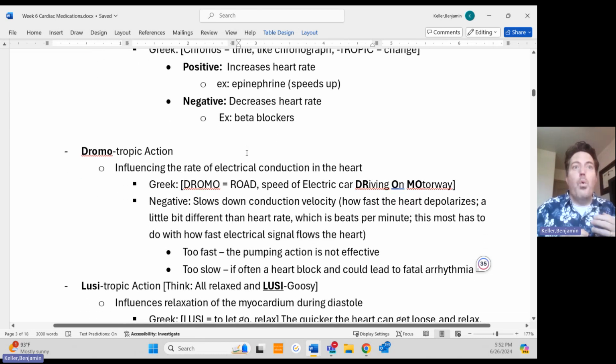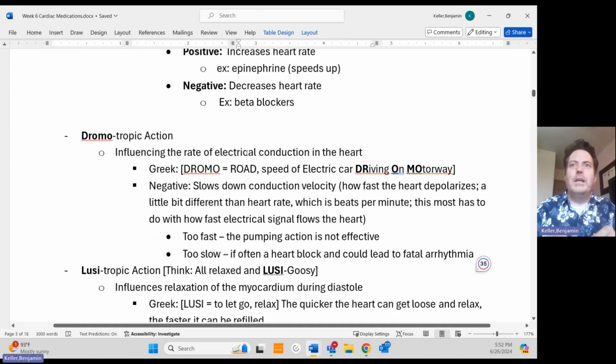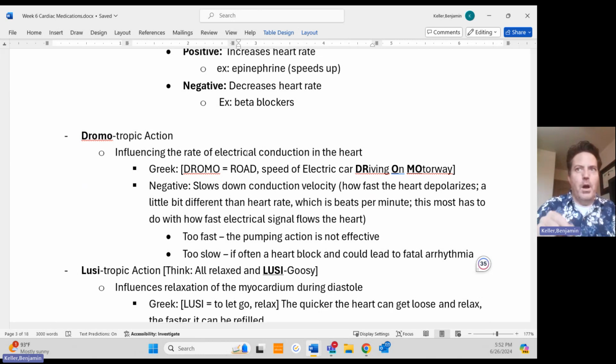Now we have a dromotropic action, and dromo is the Greek word for road. I was trying to come up with a good mnemonic to remember dromotropic because we don't use that word a lot in English. And so I came up with this mnemonic to think of the speed of an electric car driving on a motorway. DR for driving on O motorway. DROMO, dromo. Because it's the speed of the electrical conduction through the heart. And we'll talk more about that when we get to calcium channel blockers in just a minute.